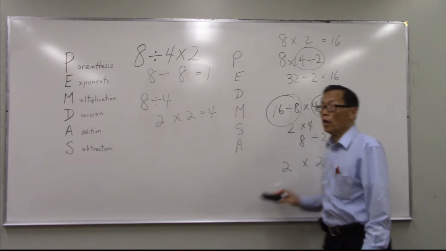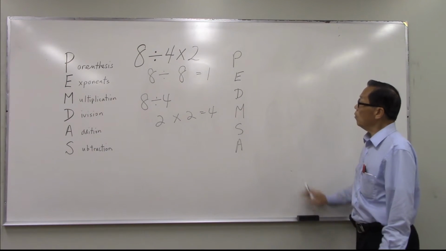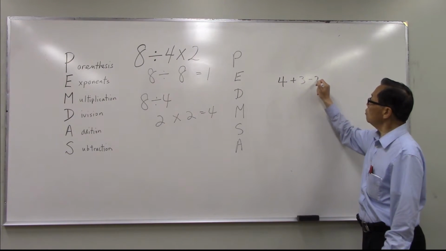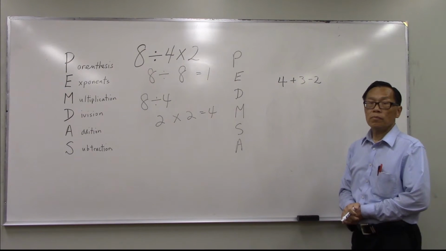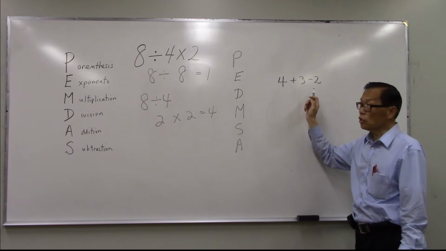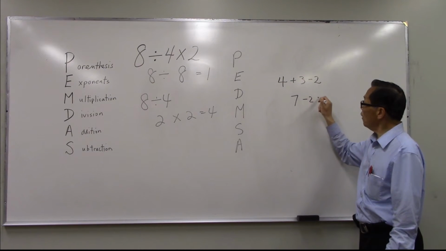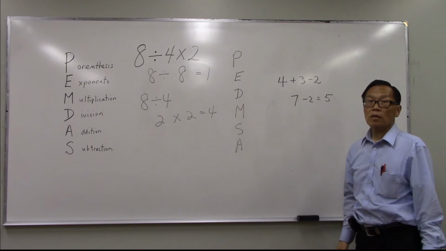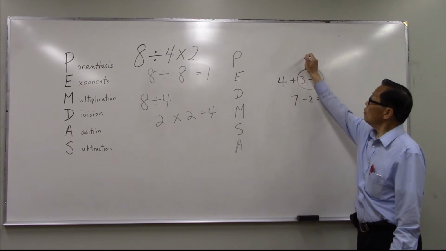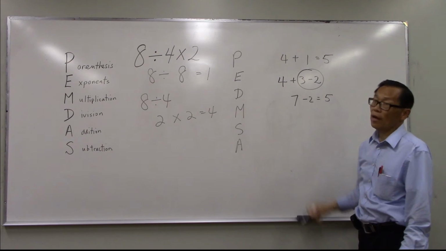Now let's see if it works for addition and subtraction. We have 4 plus 3 minus 2. Now we ought to go from left to right when we have both the addition and subtraction. So 4 plus 3 is 7. 7 minus 2 would be 5. Now, under my scheme, I always do subtraction first. 3 minus 2 is 1, and 4 plus 1 is the same answer, 5.